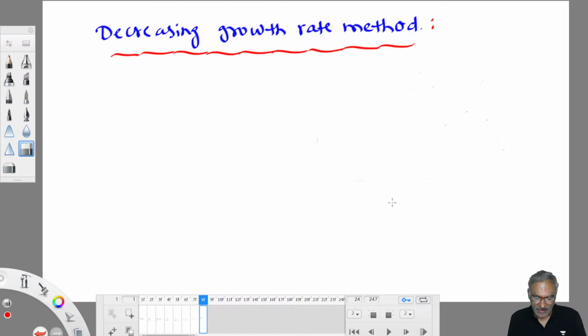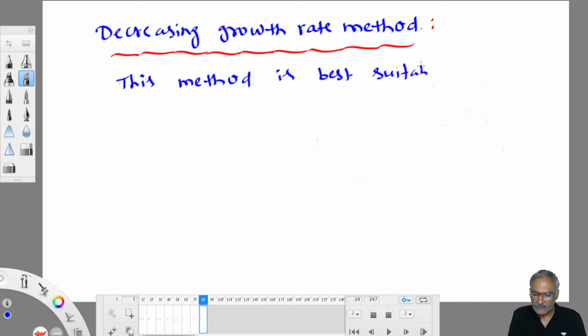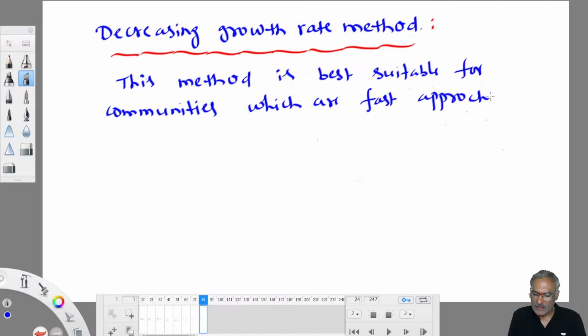Let us see. This method is best suitable for communities which are fast approaching towards saturation. That point you have to remember. In the IAS exam, they will ask this kind of conceptual questions. This method is best suitable for communities which are fast approaching towards saturation.